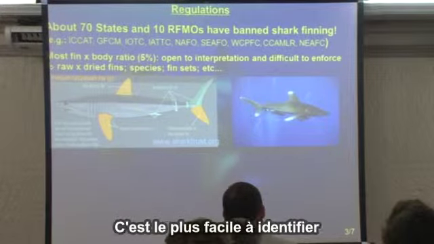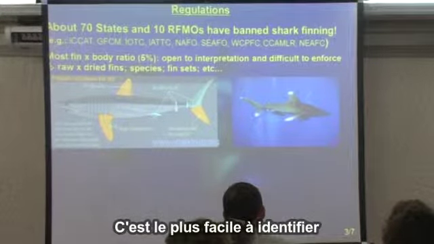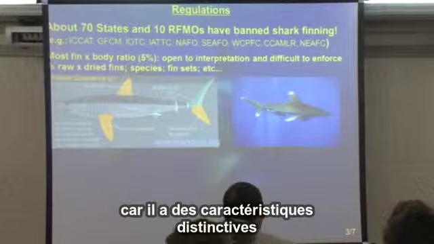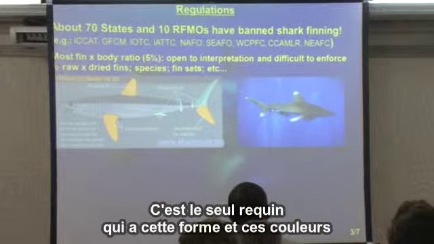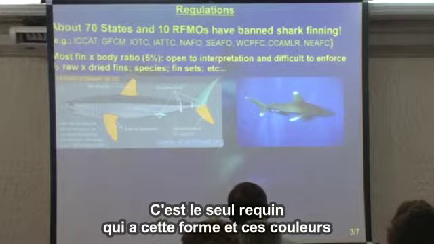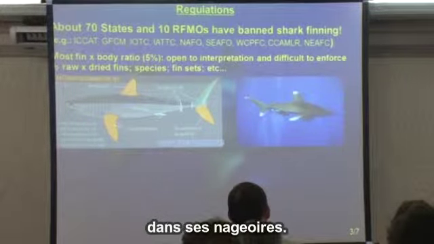This is the oceanic whitetip, and it's the easiest fin we can identify because it's very typical, very characteristic, and there is no difficulty to identify the fins. It's the only shark that has this shape and these colors in its fins.